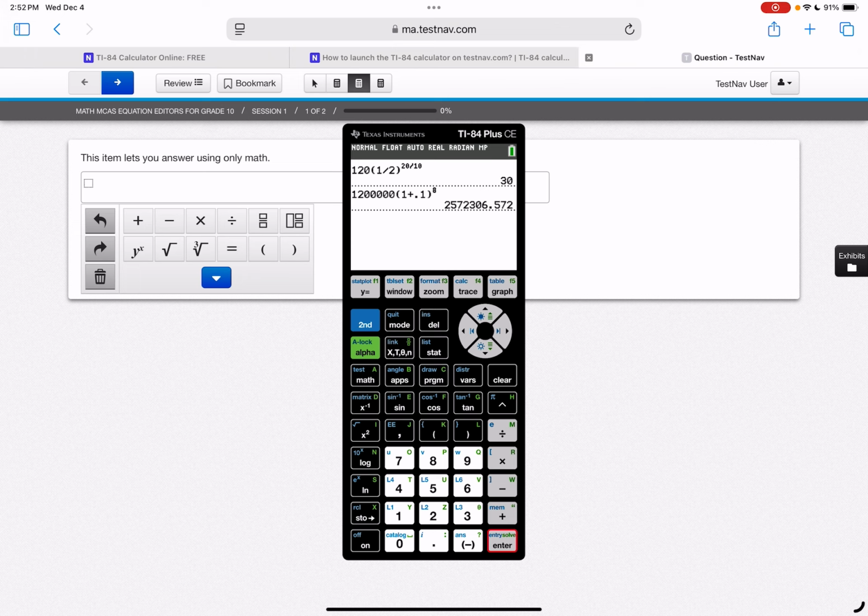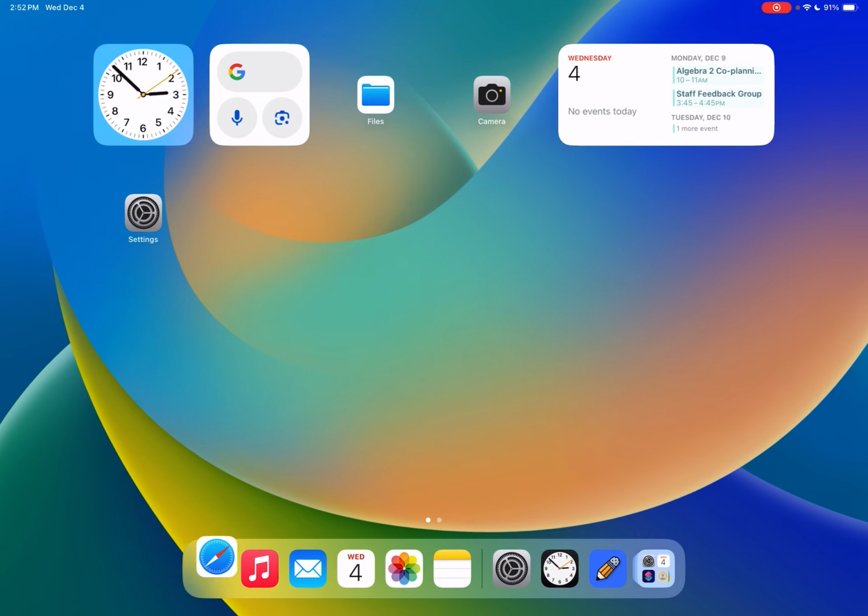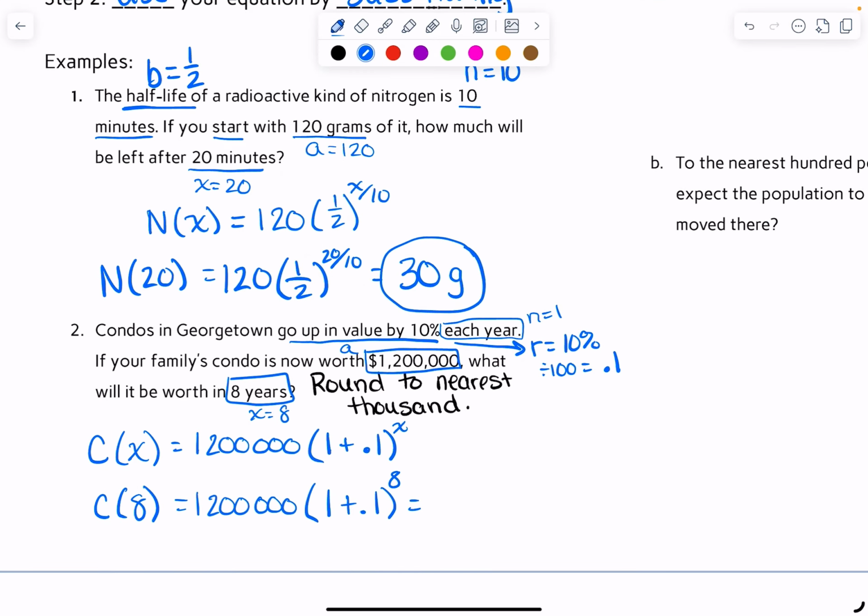So I see 2,572,000. And after that 2 is a 3. So I know my rounding, I'm just going to keep it at 2,000. So to the nearest $1,000, we have $2,572,000. So after 8 years, if your condo increases by 10% every year, this family's condo will be worth more than $2.5 million. Wouldn't that be nice?